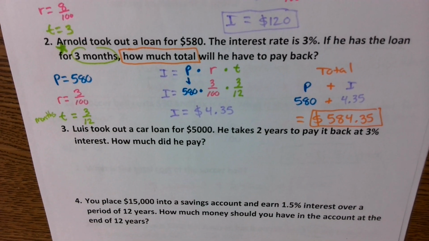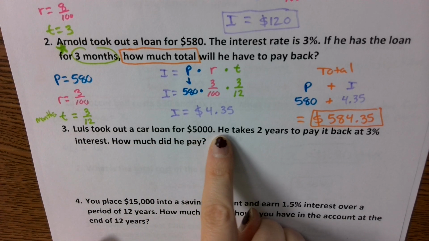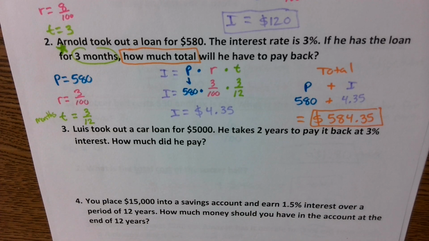We're just going to do one more because I need you to get onto your assignment. Lewis took out a car loan for $5,000. Takes 2 years to pay it back at 3% interest. How much did he pay? So are they asking for interest or total?